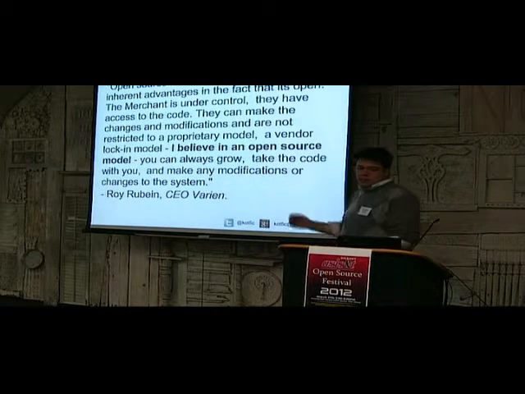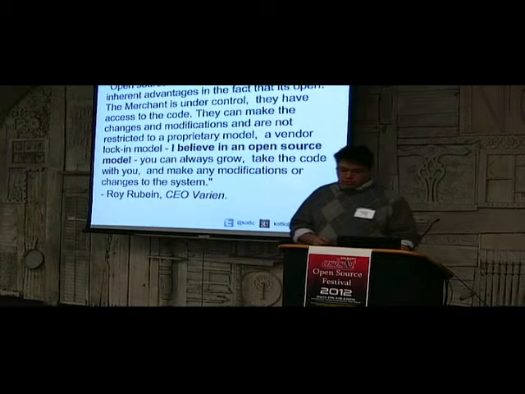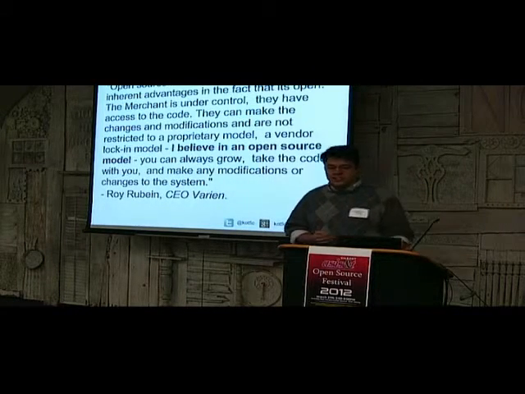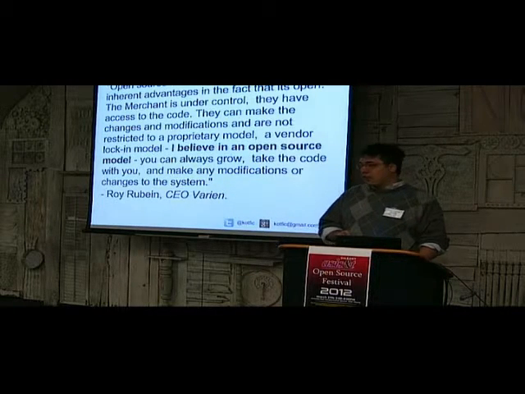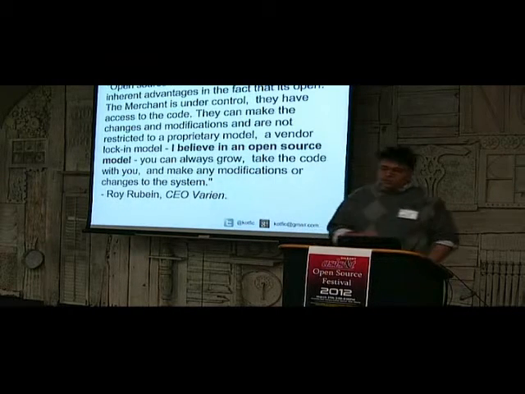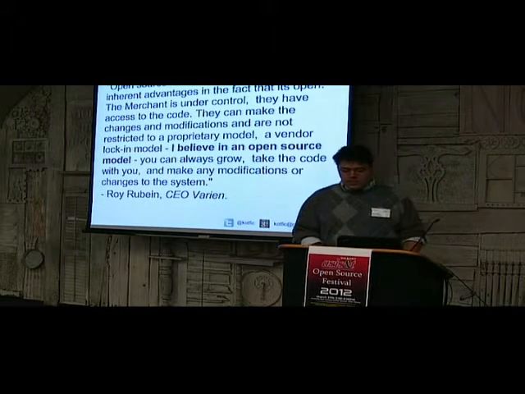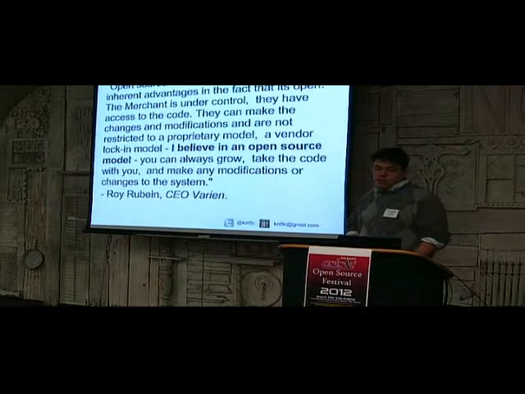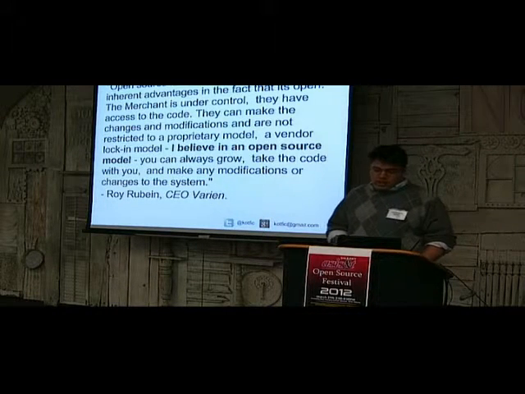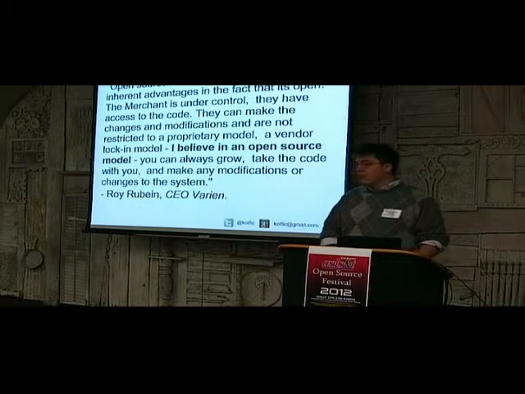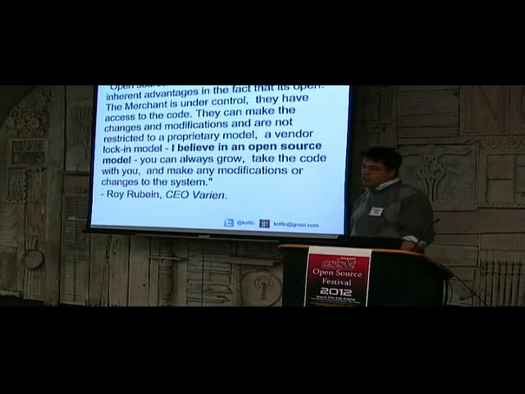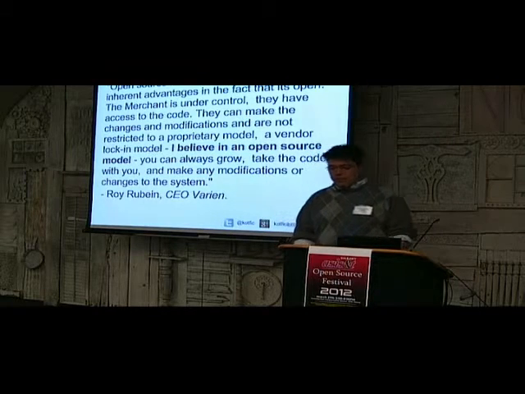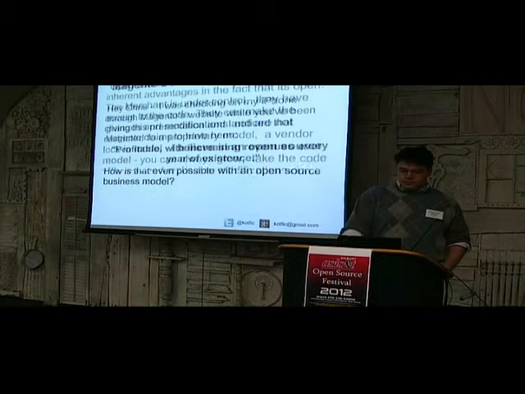So now that we have a better idea of what Magento does, I wanted to read this quote from Roy Rubin, the CEO of Variant, before we get more into what exactly Magento means when it calls itself open source. "Open source is the way to go. It has some inherent advantages in the fact that it's open. The merchant is under control, they have access to the code. They can make the changes and modifications and are not restricted to a proprietary model or vendor lock-in model. I believe in an open source model. You can always grow, take the code with you, and make any modifications or changes to the system."